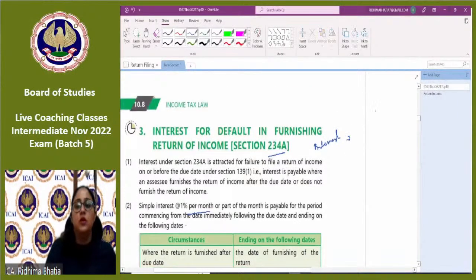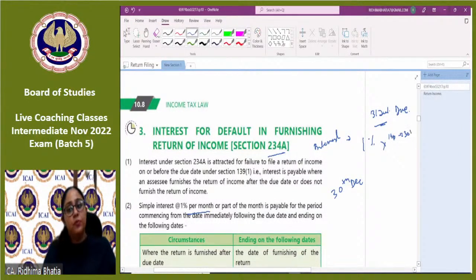So suppose 31st July is your due date, okay? But you did not file the return of income. You filed the return of income on 30th of December. So 1% simple interest will start from 1st August to 30th December. So that is 1% per month or part of the month. So August, September, October, November, December, 5 months.